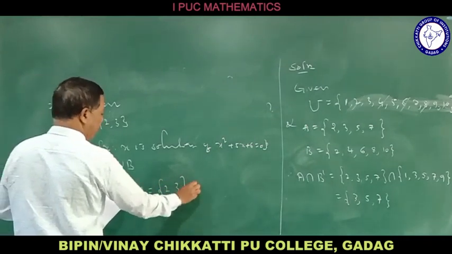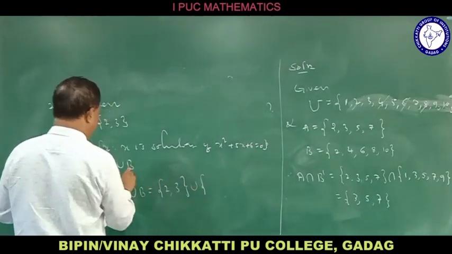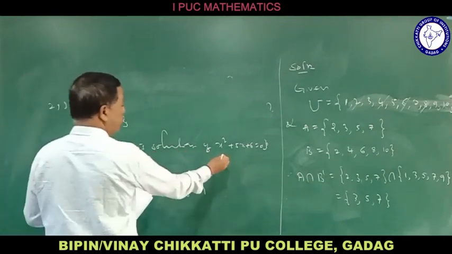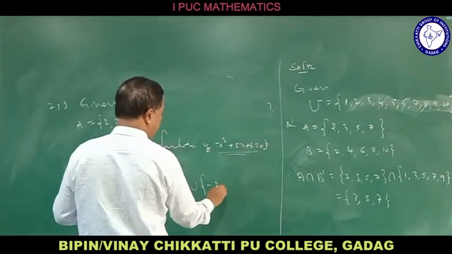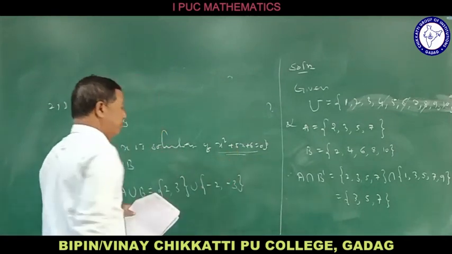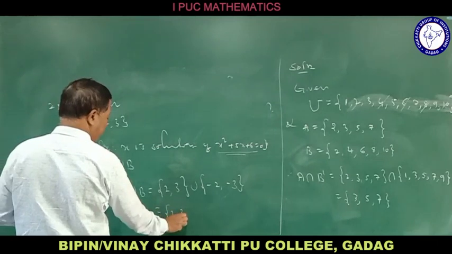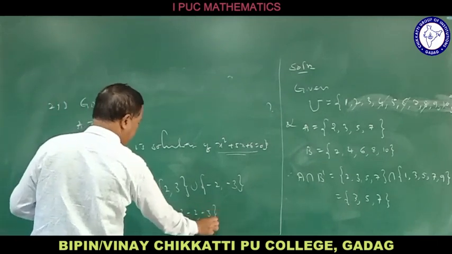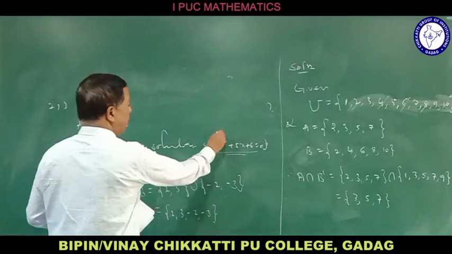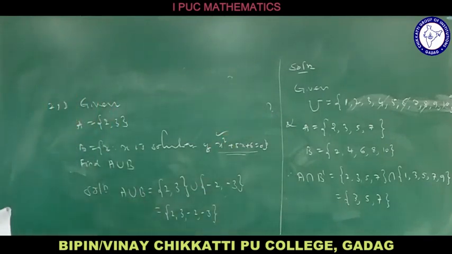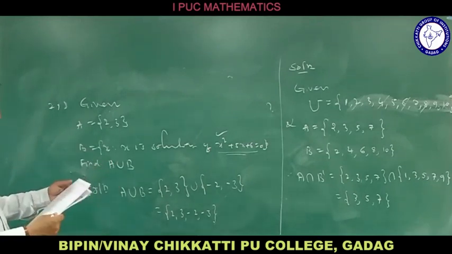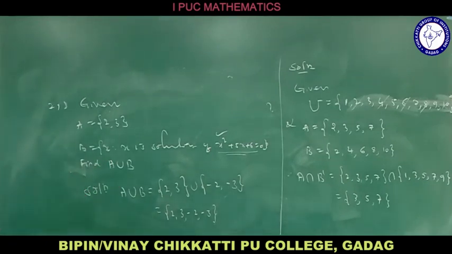See, that is simple. A union B is equal to, what is A? {2, 3}. What is B? B is X, the solution of this quadratic equation. The solutions are -2 and -3. You solve it, and what is the union? You can see this union is {2, 3, -2, -3}. Try to understand, when you solve by the factorization method, we will get the solution x is equal to -2 and -3. Accordingly, you can write.